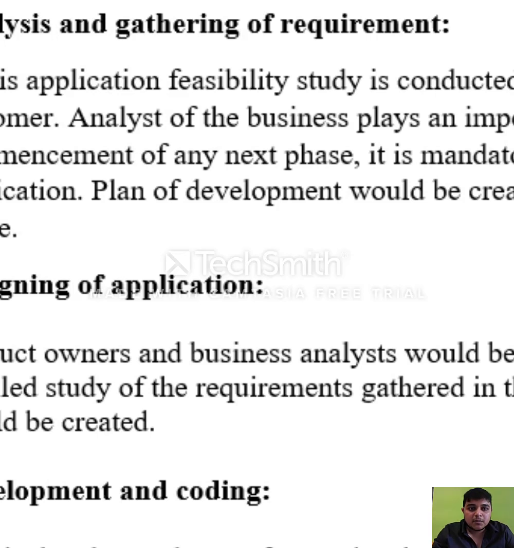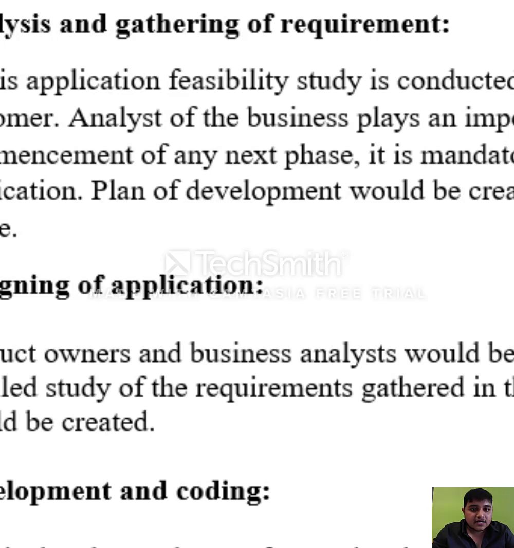Today I would like to discuss my project, what we have done with my team members. In my project there are several tasks like analysis and gathering of requirements, designing of applications, development and coding, application testing, production deployment and application maintenance. I'm going to discuss some of these here.